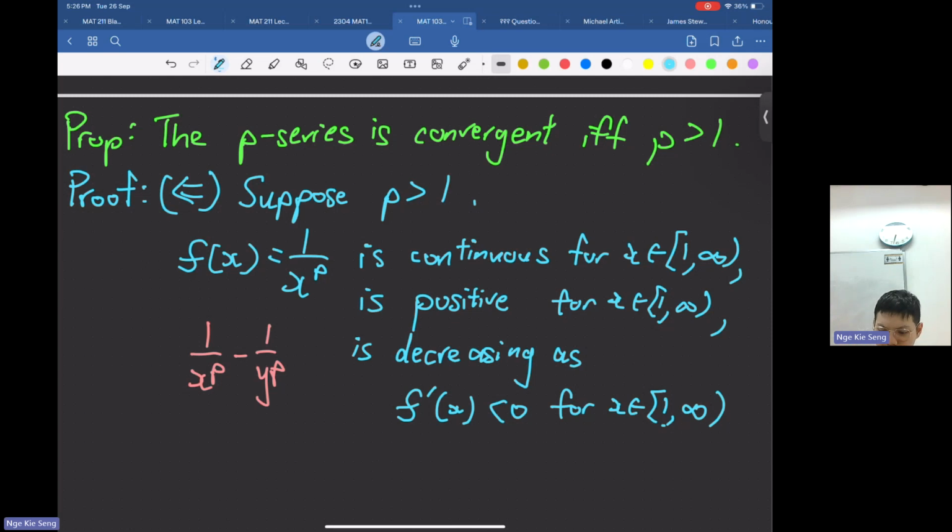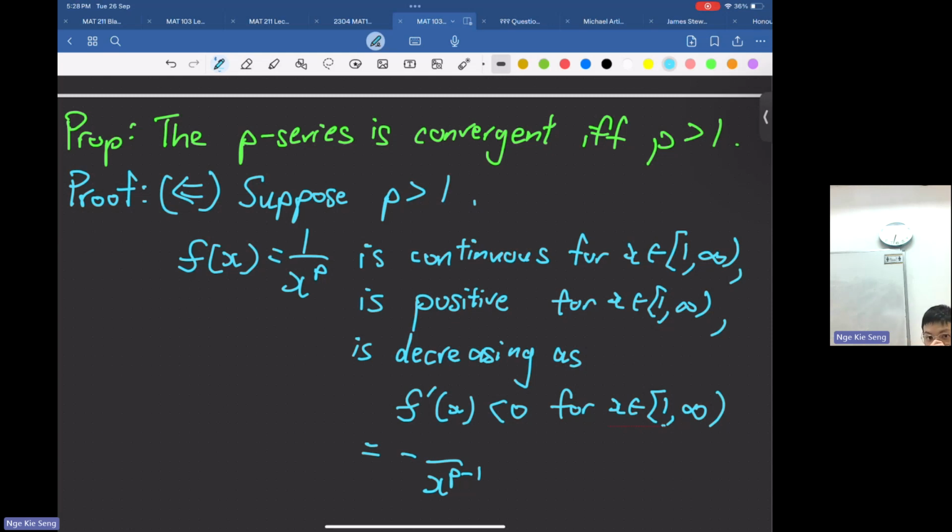So what's the gradient of this function? Ivan, what's the gradient of this function? What's the derivative of this function? Differentiate x to the power minus p. Negative, 1 over x to the p plus 1, like this, multiplied by p. Yeah, this one.